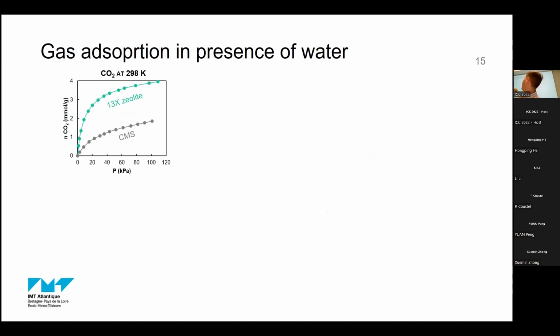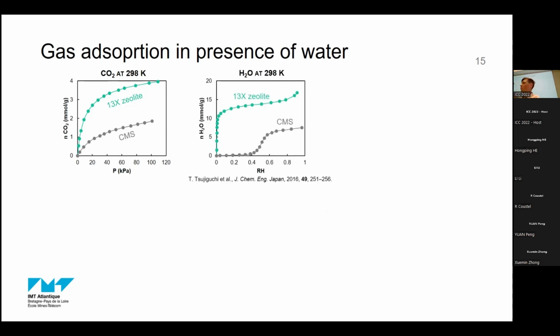So here we have CO2 adsorption isotherms by zeolite and CMS, which is a carbon material, so activated carbon. So isotherms look exactly the same. The only difference in capacity is due to higher surface area of zeolite. However, if we measure the water adsorption isotherm on both materials, for zeolite, micropore filling with water happens at very, very low humidity, while for CMS, we need to reach 60% to start filling the pores. And this is mainly because of its high hydrophobicity.